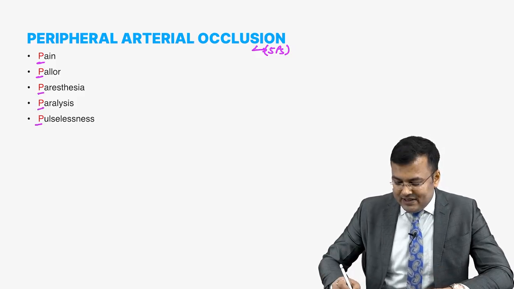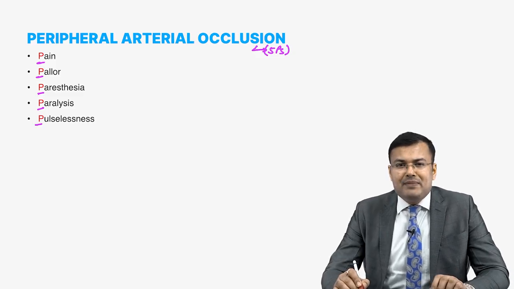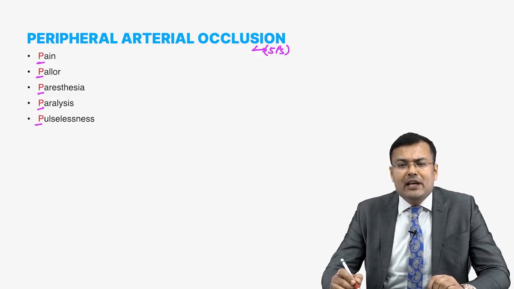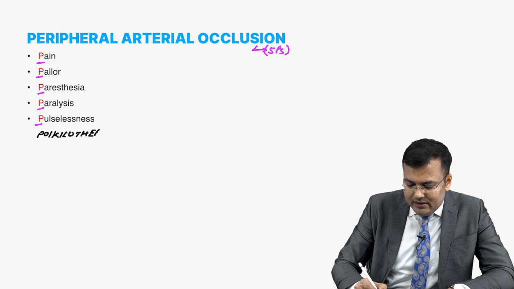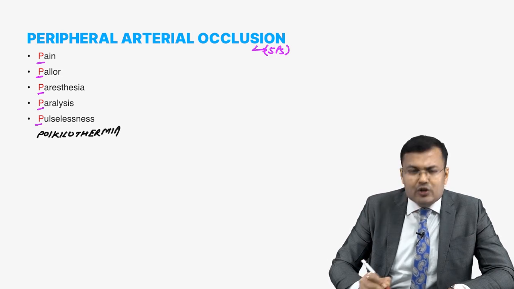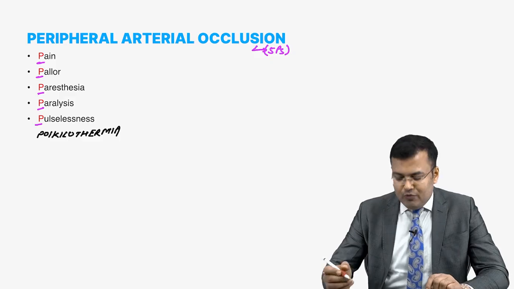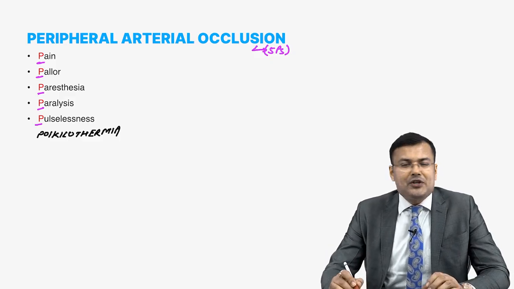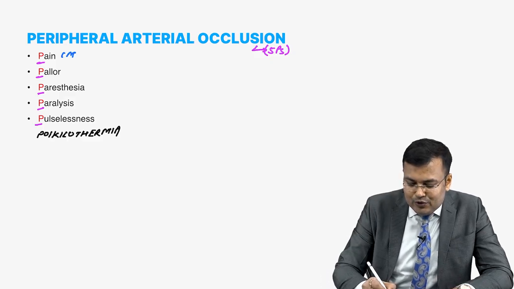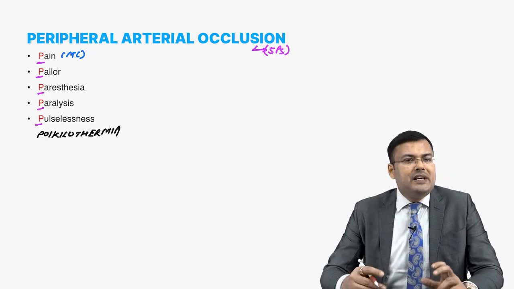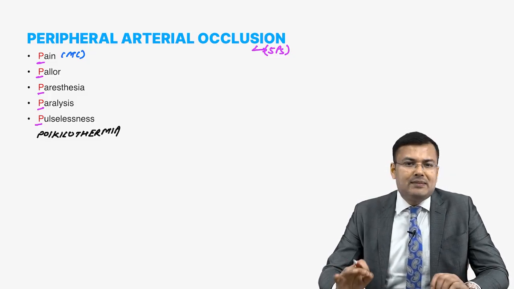So first question which we discussed, that out of these 5 P's, the 6th P is sometimes poikilothermia. Clear? So mainly it is 5 P's. Can you tell me which one is the most common manifestation of peripheral arterial occlusion? Yes guys, it is pain. So most common, it is pain. Right? There is pallor, there is paresthesia, paralysis, pulselessness.